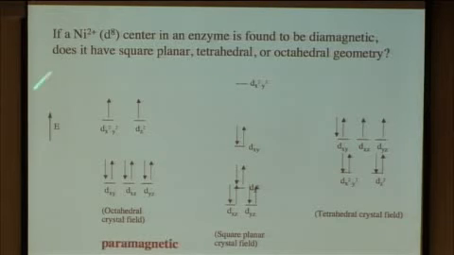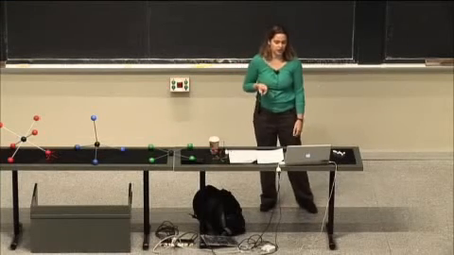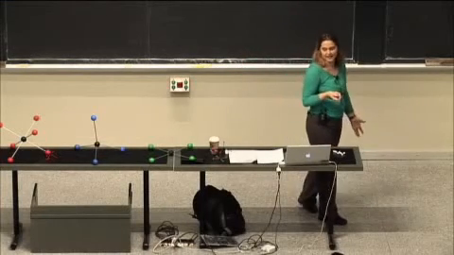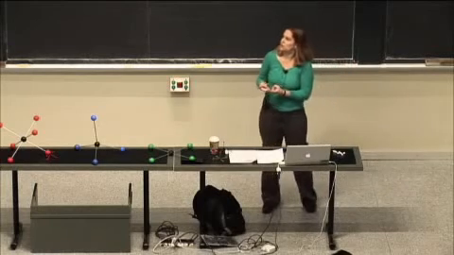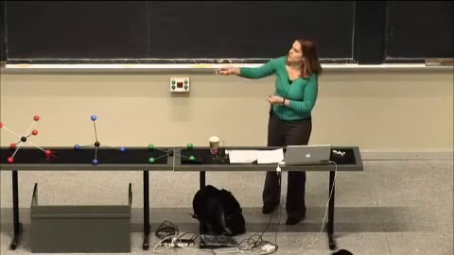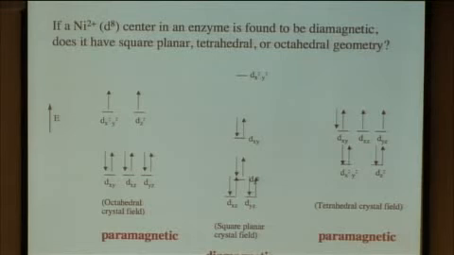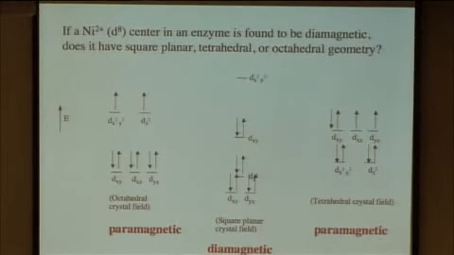It's paramagnetic. We have unpaired electrons. What about square planar? Square planar is diamagnetic. And what about tetrahedral? Paramagnetic. So if the experimental data told us that a nickel center in an enzyme was diamagnetic, and we were trying to decide between those three geometries, it really seems like square planar is going to be our best guess.